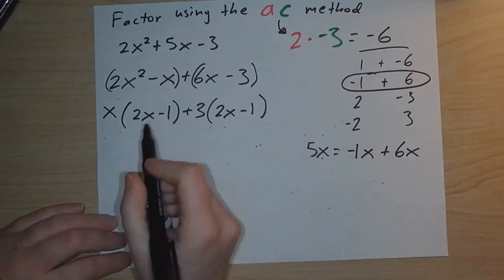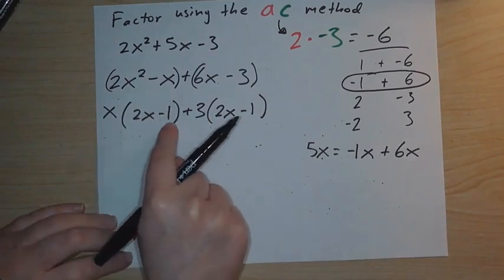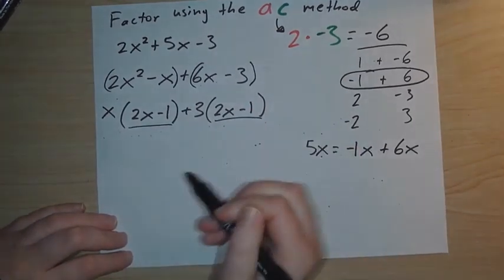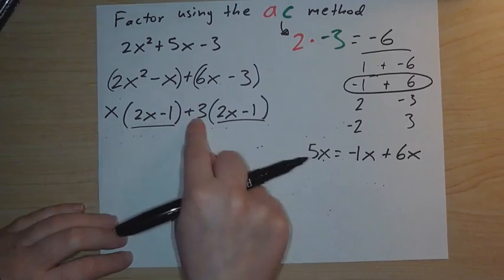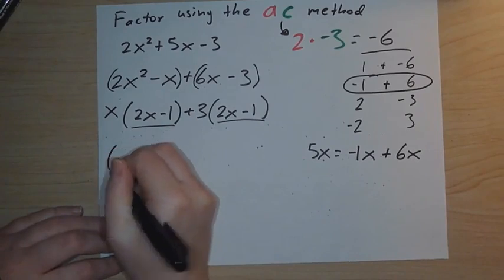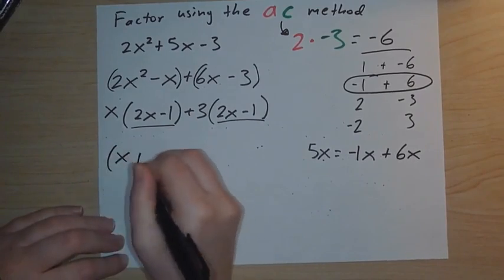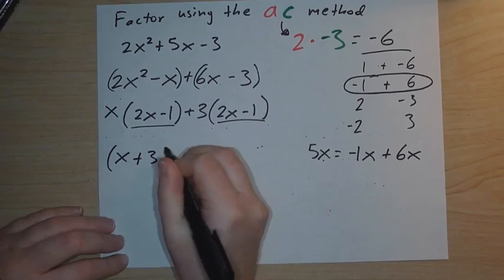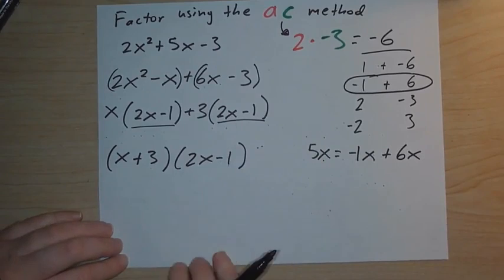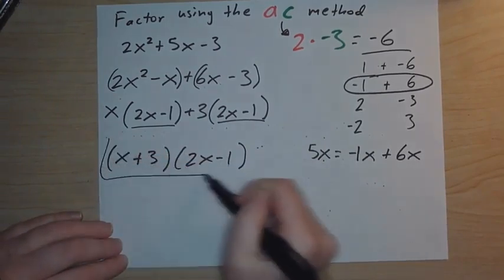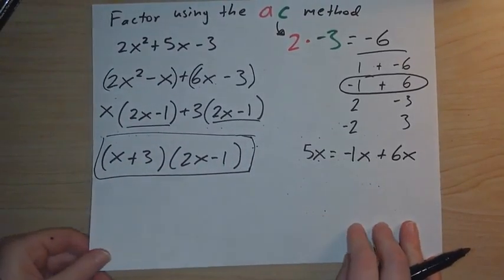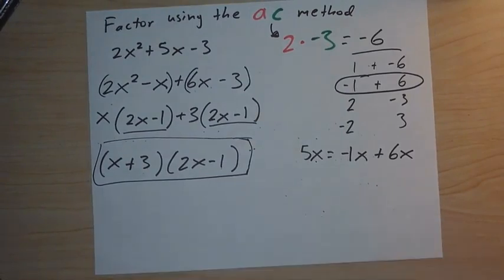Now we notice something. We notice that this is x times 2x minus 1 and plus 3 times 2x minus 1. Now because these are the same factor, we can add this x and this 3. So we can take this and we can say, hey, this is the same thing as x plus 3 times our same factor of 2x minus 1. And that's how you factor using the AC method. So there are multiple ways of factoring, and those are the ways.